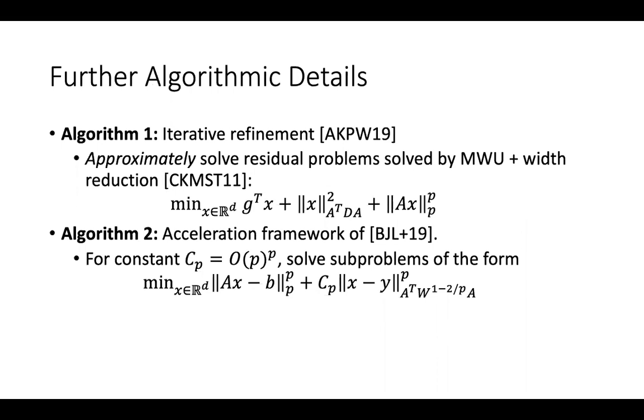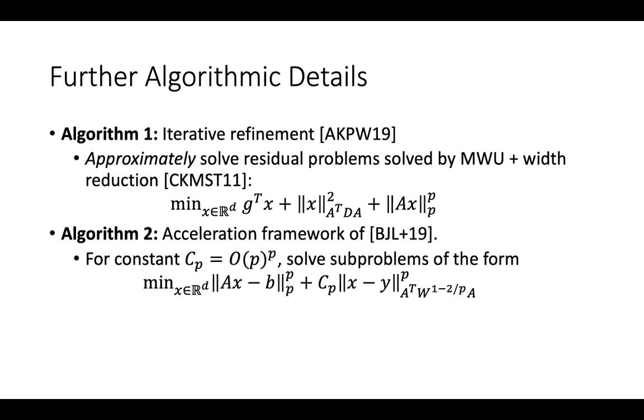Mostly it is an adaptation of the previous methods, which are either based on iterative refinement and multiplicative weights and width reduction, or an acceleration framework. In general, for all these methods, every iteration we're solving some problems which have a linear term, a quadratic term, and a p-norm term. For the iterative refinement framework, the precise problem we solve at every iteration is min over all x of g transpose x plus x in the norm of A transpose D A, plus the Ax p-norm to the p.